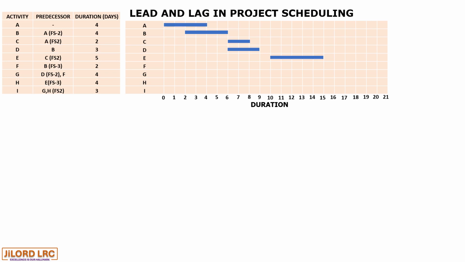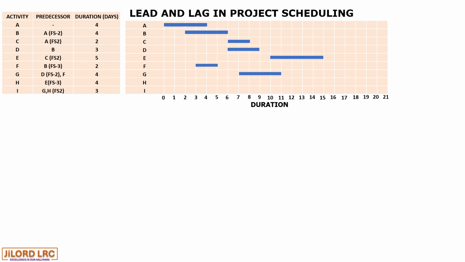Activity F has B as its predecessor, with a lead of 3 days. It means it goes back by 3 from the end of activity B. So this will start on day 3. Activity G has predecessors D and F. For D, it has a lead of 2. And so if this is D, it means the activity will start on day 7.